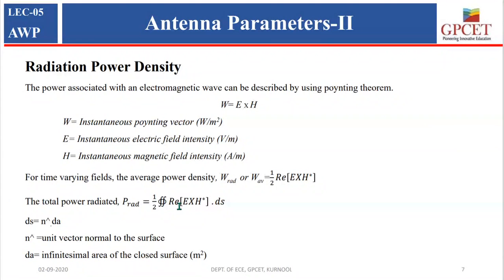This is the surface integral of this density value into ds, where ds is equal to n cap into dA, where n cap indicates the unit vector normal to the surface. Here, to know the total power radiated, we are considering the closed surface. So this n cap indicates the unit vector normal to the closed surface, and dA is the infinitesimal area, that means a small area along that closed surface.